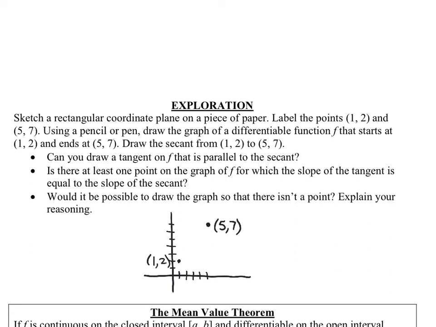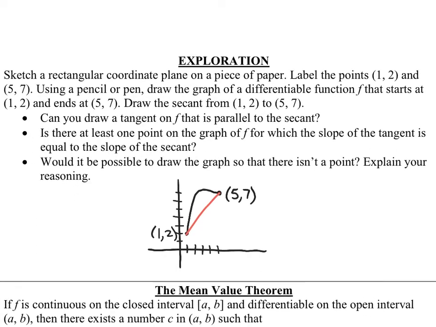So go ahead and take a moment here and draw one of your own. All right, so you guys have yours drawn. I'll draw mine. Let's make it look something like that. So what we want to do this time is draw the secant line from (1, 2) to (5, 7). So I'm drawing this line right here. There's the secant line from (1, 2) to (5, 7).